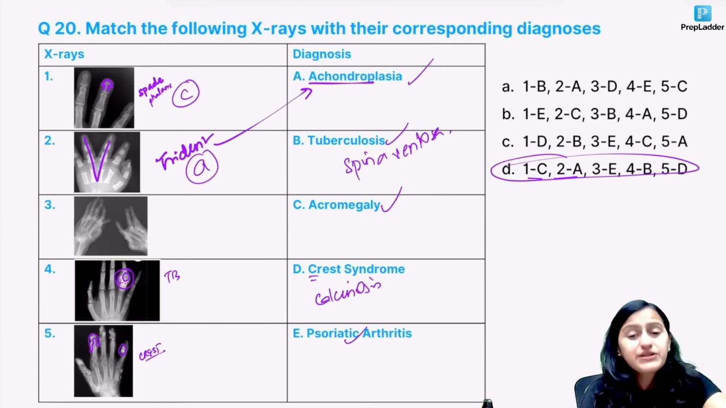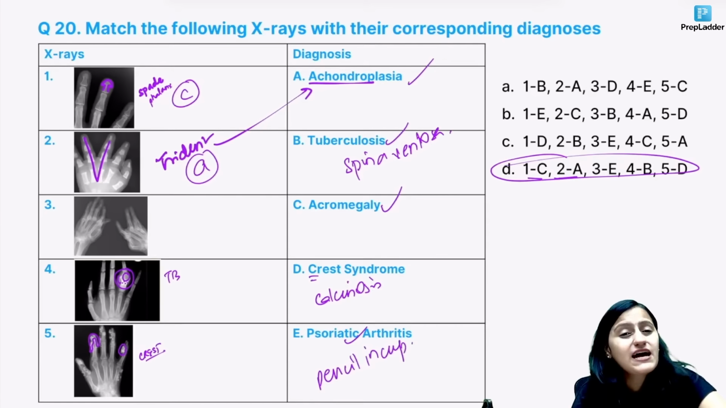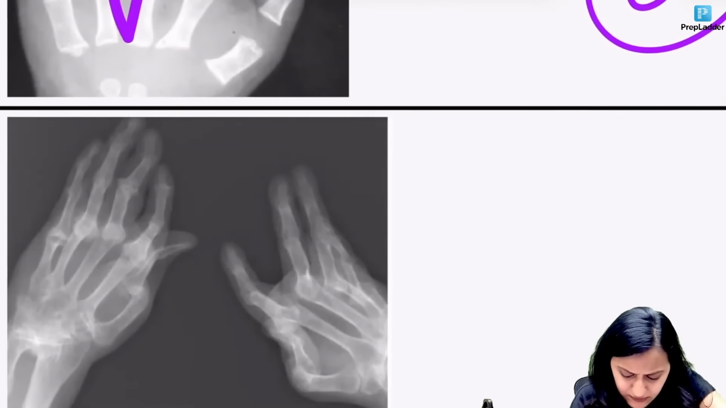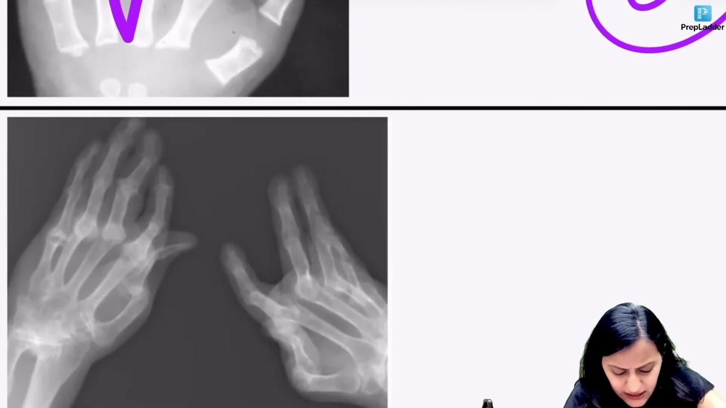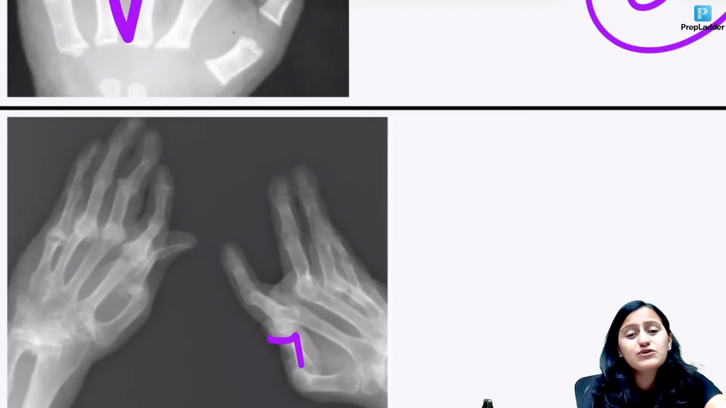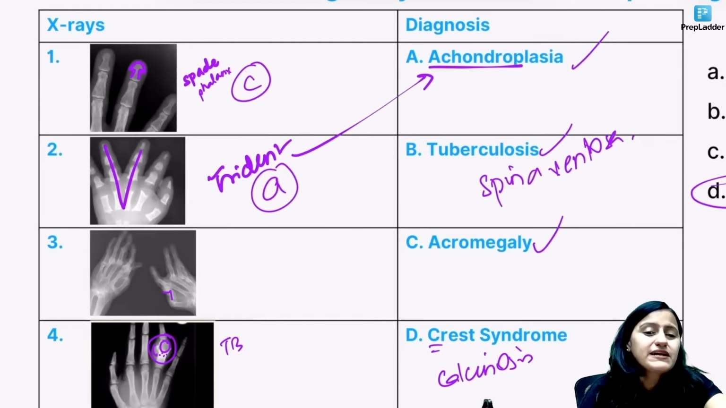Okay, and psoriatic arthritis, P for P, pencil and cup appearance, arthritis mutilans affecting a lot of joints. So look at this one. What are you seeing here? All the joints can be affected. Okay, you can have the pencil and cup appearance. There's a lot of dislocations happening. All the joints can be involved. The remaining answer here is psoriatic arthritis.